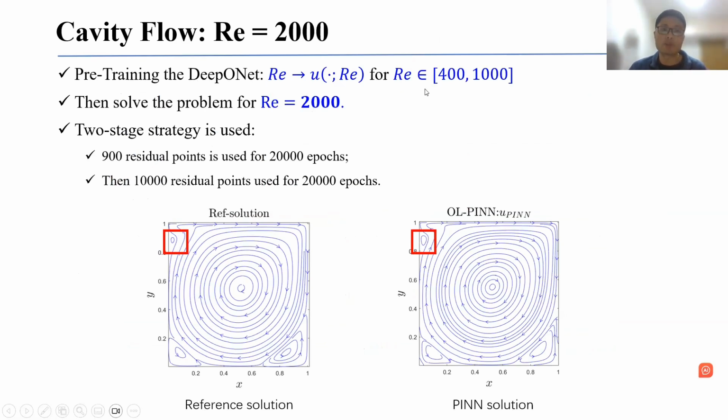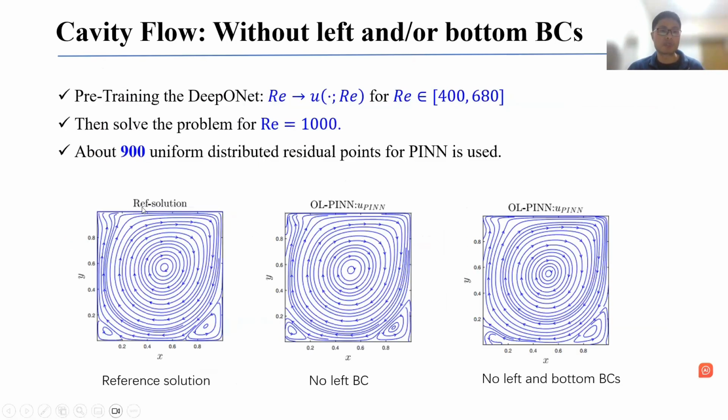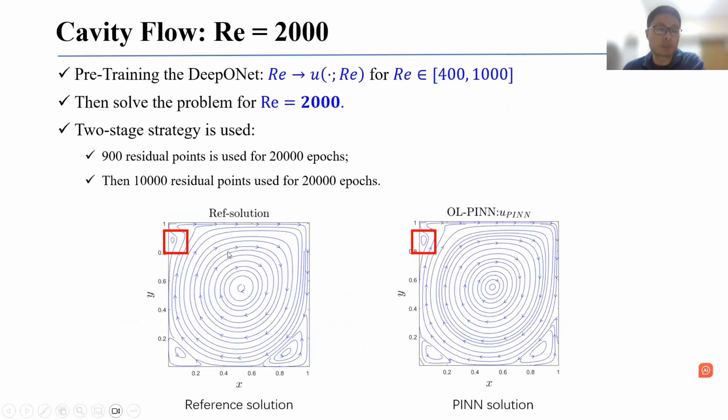For the DeepONet here, if the Reynolds number is between 400 and 1,000, for this kind of problem we cannot see any vortex, even for Reynolds number equal to 1000. But the idea is: can we use this to predict solutions with a different character, like a new vortex here? So this is the new test we did. We can use this data to train a deep neural net and predict for Reynolds number equal to 2000.